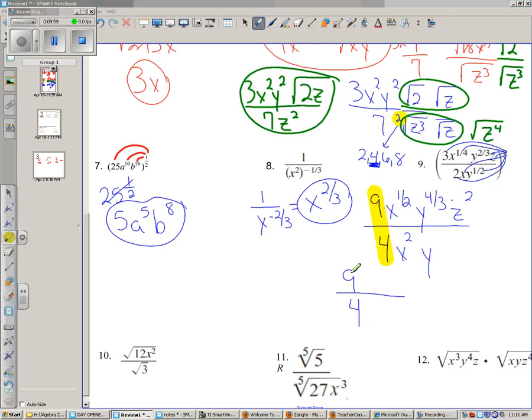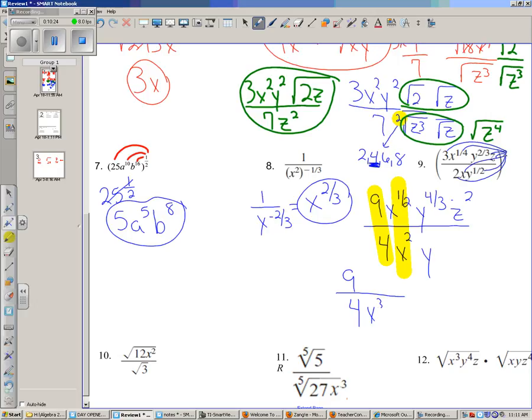Now I'm going to look at the x's. My job is to subtract the exponents. A half take away 2 is negative 1 1/2. So as a fraction, that's negative 3 halves. And remember, that negative 3 halves is actually starting out on the top, but because it has a negative exponent, it moves to the bottom.